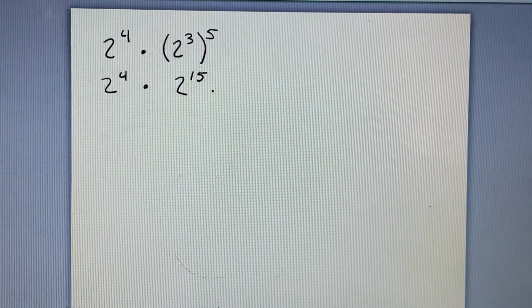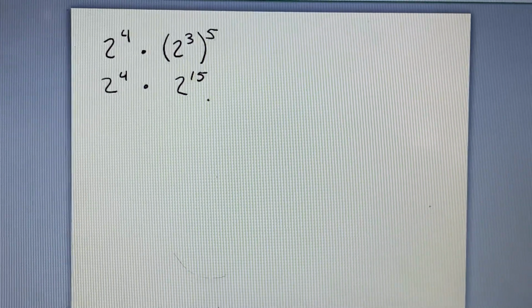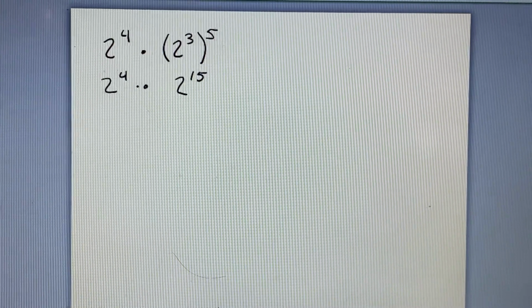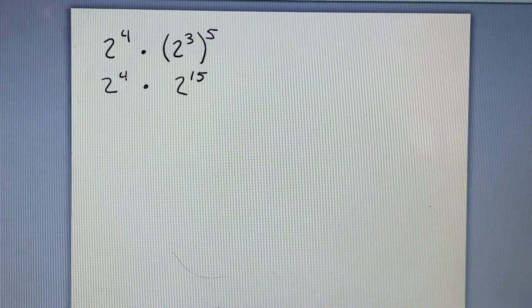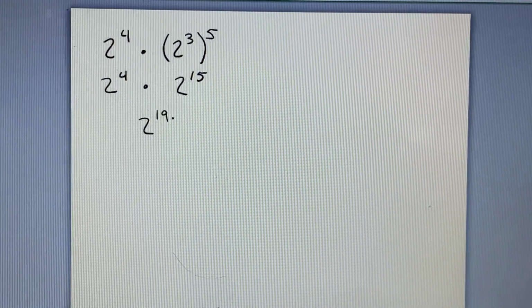Okay, so you actually want to follow PEMDAS rules here. So I would do exponents before I would do multiplication. Okay, so now I have multiplication, same base, add my exponents. 4 plus 15 is 19, 2 to the 19th.